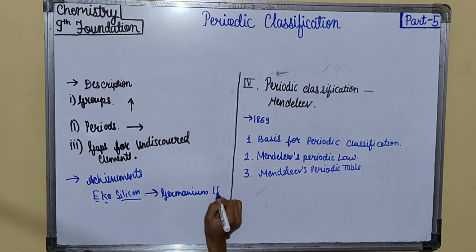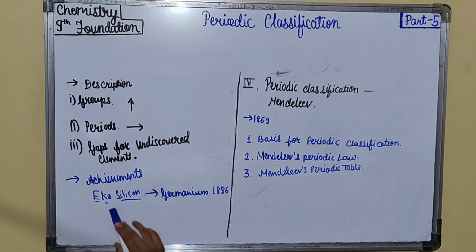Germanium was discovered in 1886, which had the same properties as Eka-silicon. The properties of germanium: grayish white lustrous metal, melting point about 900 degrees Celsius, atomic weight about 72.6, atomic volume about 13.2, specific heat about 0.076, oxide GeO2, chloride GeCl4, a liquid with boiling point at 86 degrees Celsius.